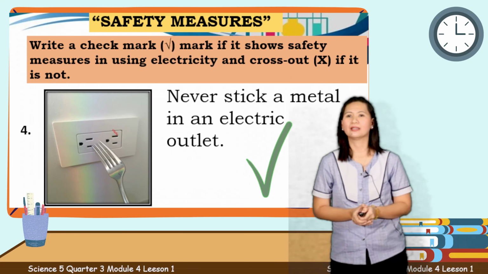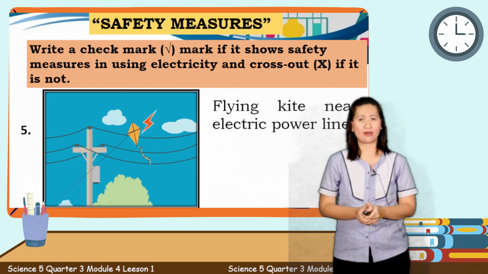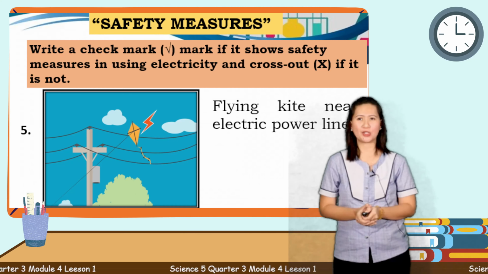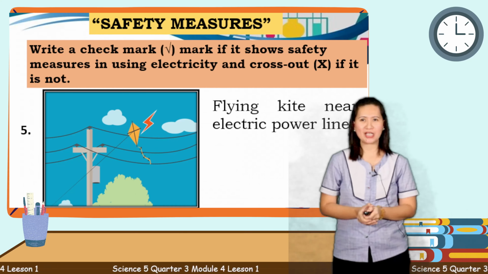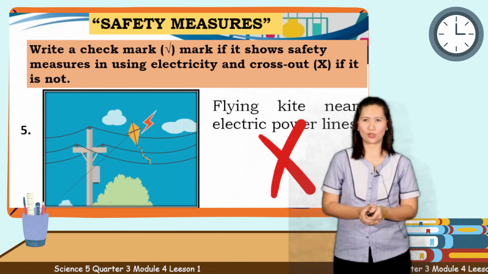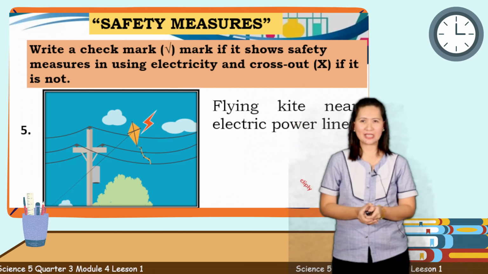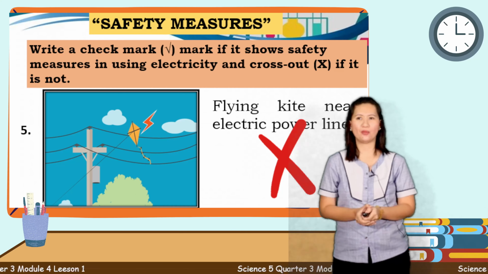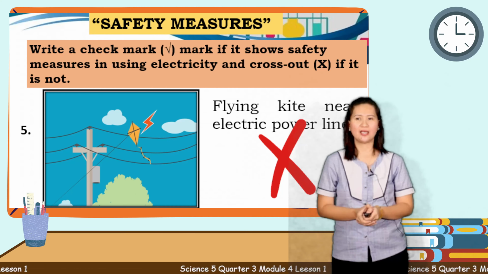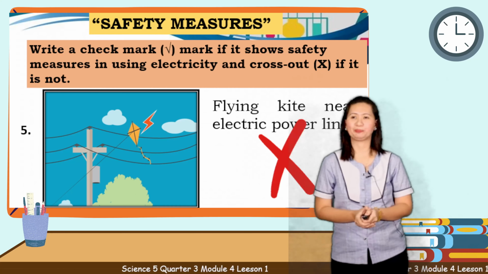And number 5. Flying kite near electric power lines. Of course, is it right or wrong, dear learners? What is your answer? It is wrong. Do not fly kites near electric power lines. That is dangerous.